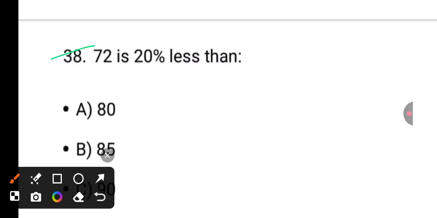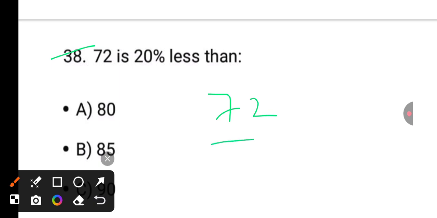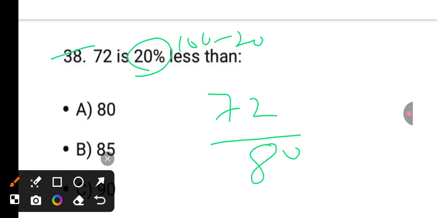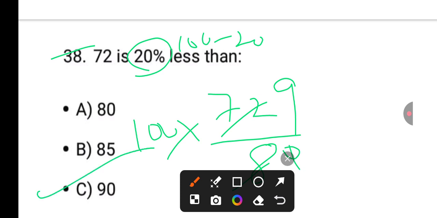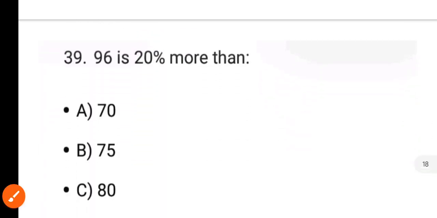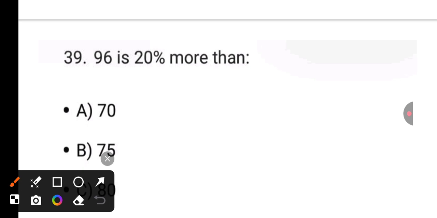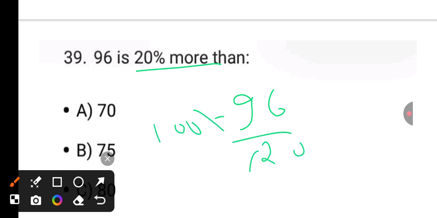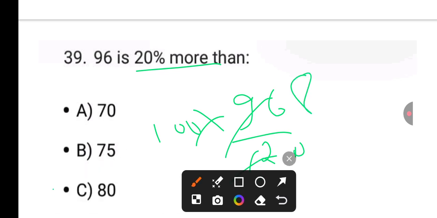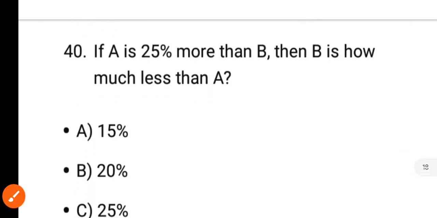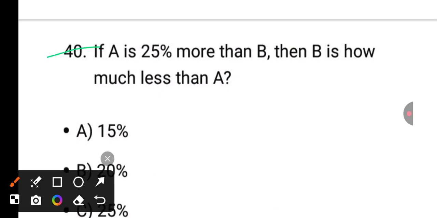Next one, 72 is 20% less. See, 72 is 20% less, means it is 100 minus 20, which is 80% value. We want 100% value. It is 90. Next one, 96 is 20% more than. See, it is 96 more, means it is 120 into 100. 8 is the answer.